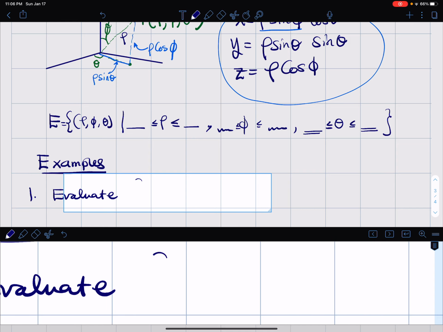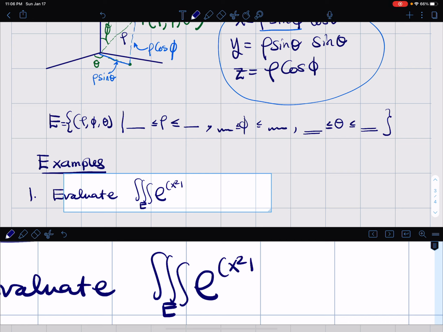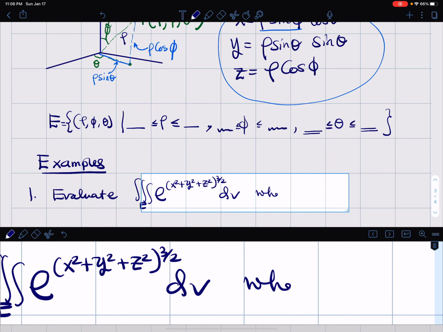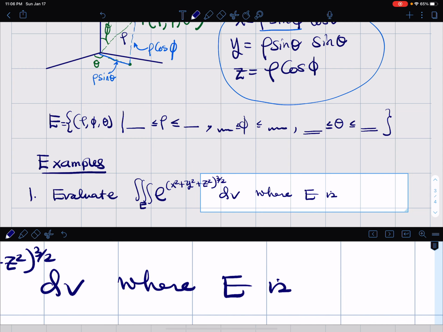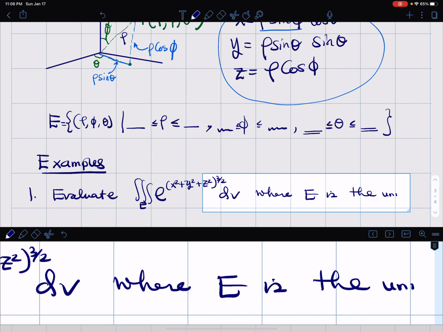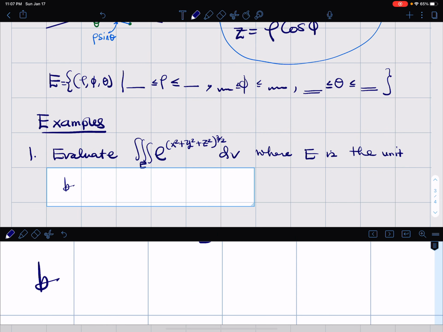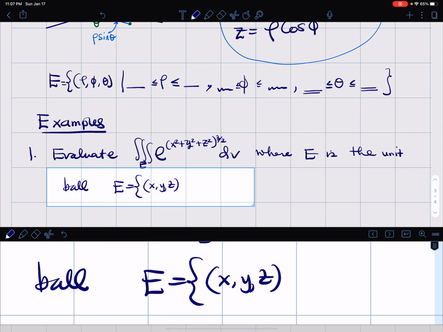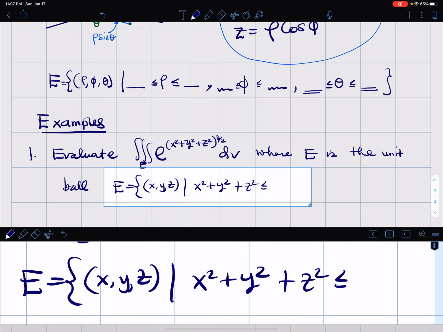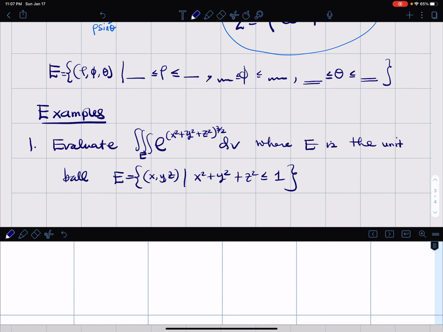So this example is to evaluate the integral of e to the (x squared plus y squared plus z squared) to the power of 3/2 dV, where E is the unit ball. So it's a unit sphere, all right? And the unit ball is just the set of (x, y, z) such that x squared plus y squared plus z squared is less than or equal to 1, all right?